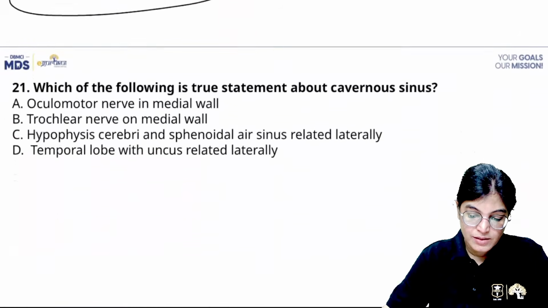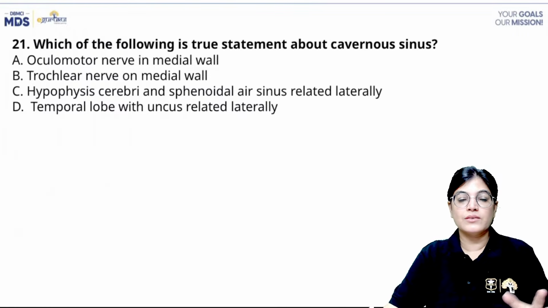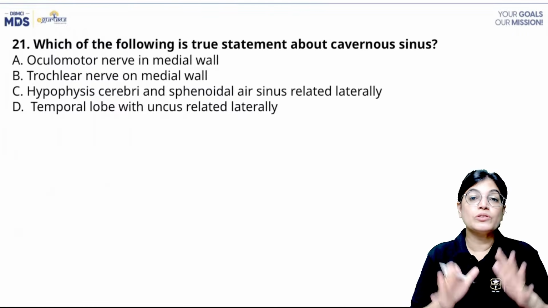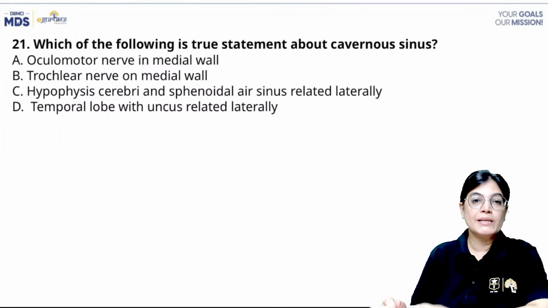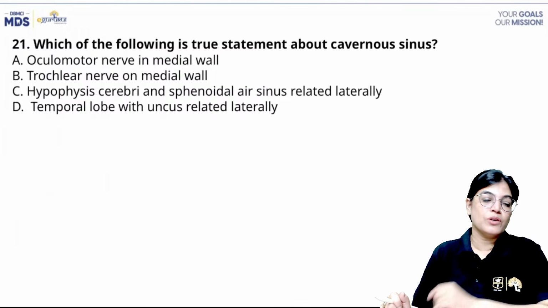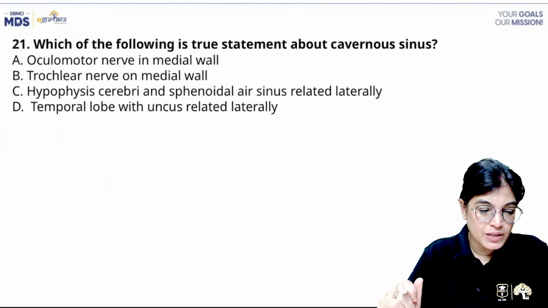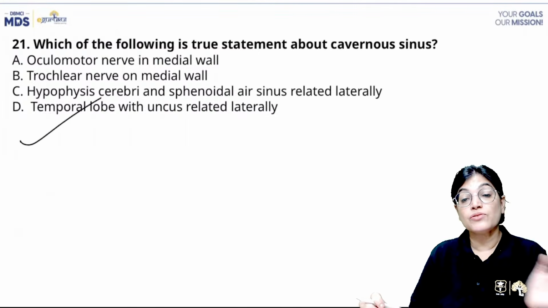Okay, coming to the next question, number 21. Which of the following is a true statement about the cavernous sinus? This is a question about the relations of the cavernous sinus. Whether the oculomotor nerve is related in the medial wall, the trochlear nerve in the medial wall, the hypophysis cerebri, that is the pituitary gland, and the sphenoidal air sinus related laterally, or the temporal lobe with the uncus related laterally. So you have to come up with the right answer. The options are here, and let me tell you the correct answer. The correct answer is temporal lobe and uncus related laterally.